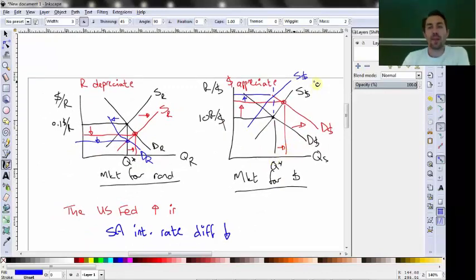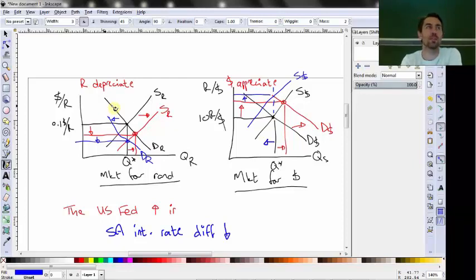So on the supply side, the quantity effect would be negative on the supply side of the dollar market. And on the demand side of the dollar market, the quantity effect is positive. So what happens to quantity, we don't really know, but there's definitely appreciation of the dollar and depreciation of the rand. Okay?